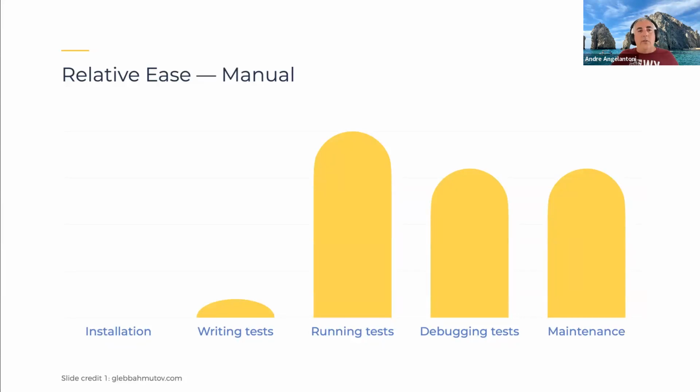So what's the relative ease of implementing manual tests? Well, you can see installation is pretty easy. Writing tests, that's pretty easy too. Just if you have a test case tool, you just write up the test case, the steps. That's pretty simple. Running the test, that's actually not so easy. That takes a long time because it's manual. Debugging, same thing. And maintenance.